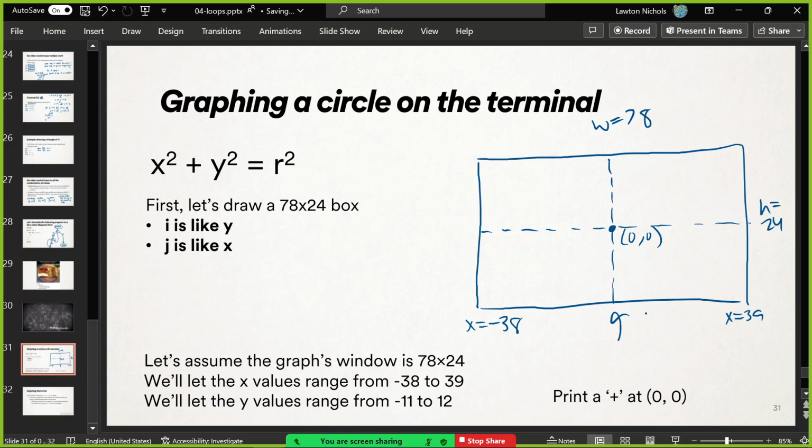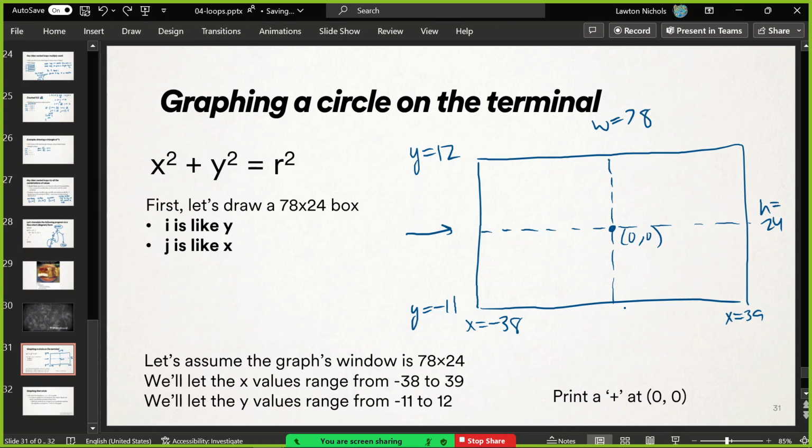It's still ranging through 78 things, but now 0 is in the middle of the range. That's the goal. And I can do the same for y. It's got to be 24 high, so let's pick a half. This can be y equals negative 11 at the bottom. This can be y equals 12 at the top. Does that make sense? So now 0, 0 is in the middle. Y equals 0 is on the middle line, and x equals 0 is the middle column. Does that make enough sense to us?